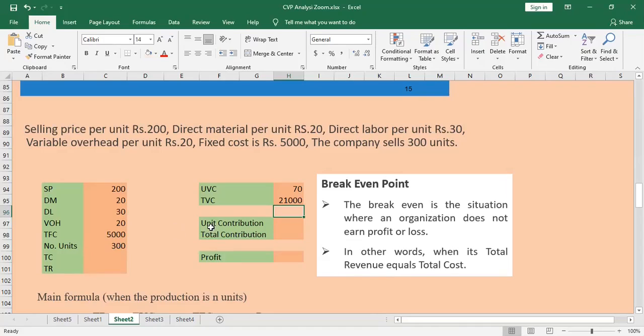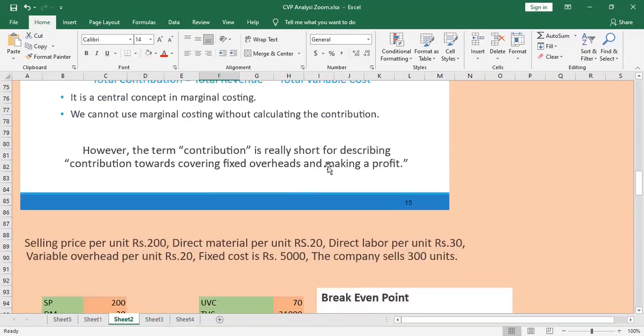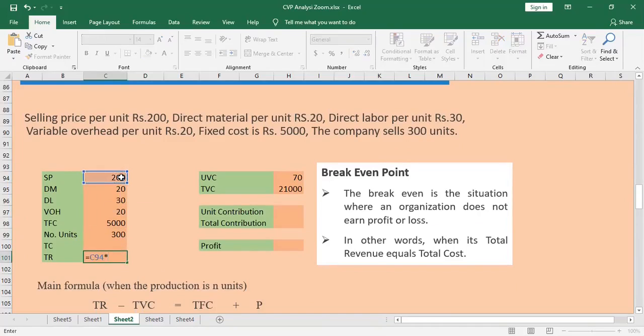Then you need to calculate the unit contribution and the total contribution. So how do you calculate the contribution? We discussed that here. Total contribution is equal to total revenue minus total variable cost, right? How do you calculate the total revenue? Very easy. We know the sales price. We know the number of units. So it's just a matter of multiplying the sales price and the number of units. So you are getting 60,000 rupees as your total revenue.